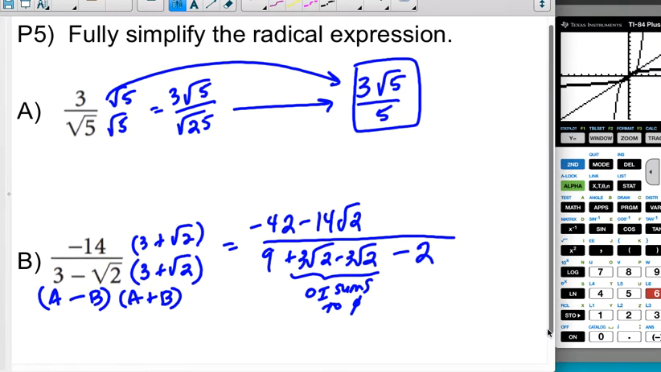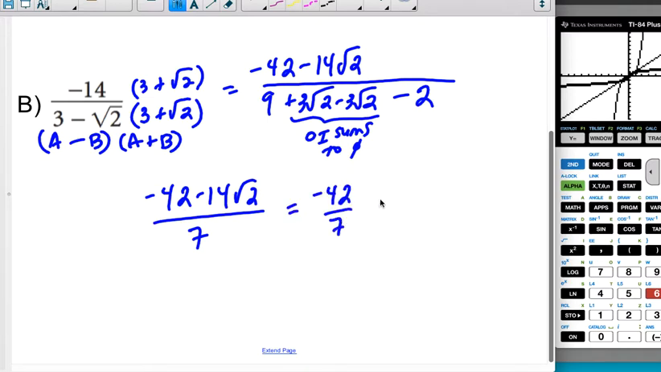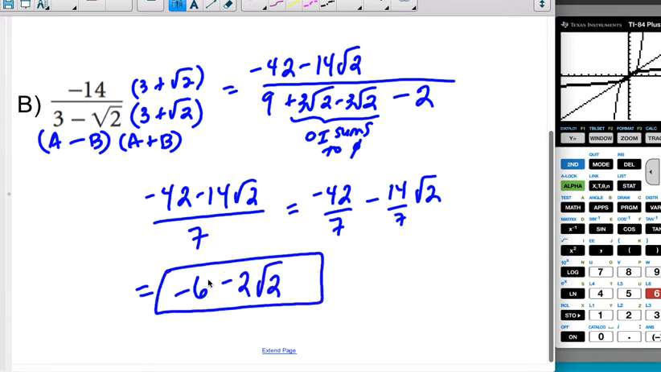So once I do that, clean it up a little bit, I have a negative 42 minus 14 root 2 on the top, and on the bottom, I seem to have a 9 minus a 2, which is a 7. Now, since 7 is a factor of both 42 and 14, I should probably clean this up, right? So this is a negative 42 over 7 minus a 14 over 7 with that root 2. So I end up getting that this is a negative 6 minus 2 root 2. And that's about as nice as it gets.